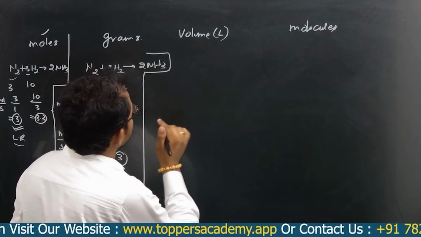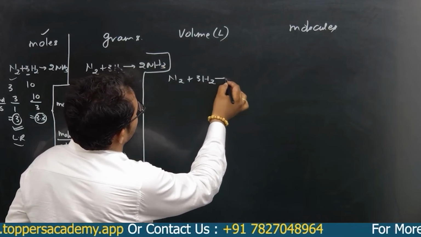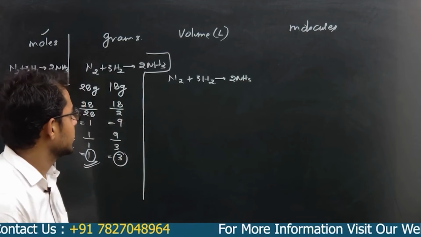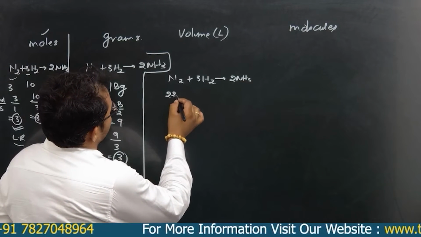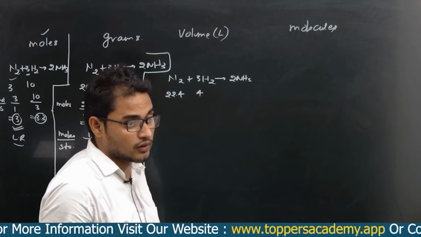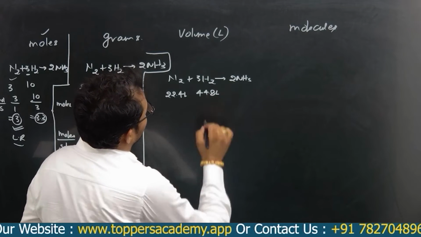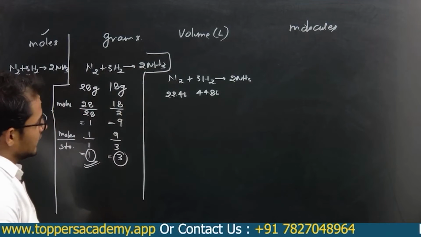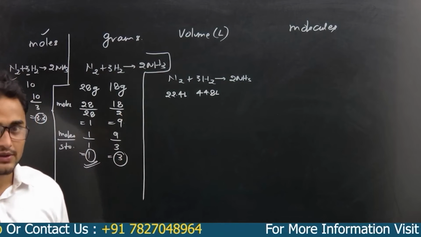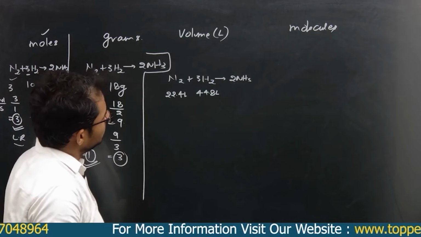Suppose we are given volume. N2 plus 3H2 gives 2NH3. Suppose it is given that 22.4 liters of N2 and 44.8 liters of H2 are reacting together and forming the product NH3. Then which reactant is our limiting reagent? So how will we deal with this?